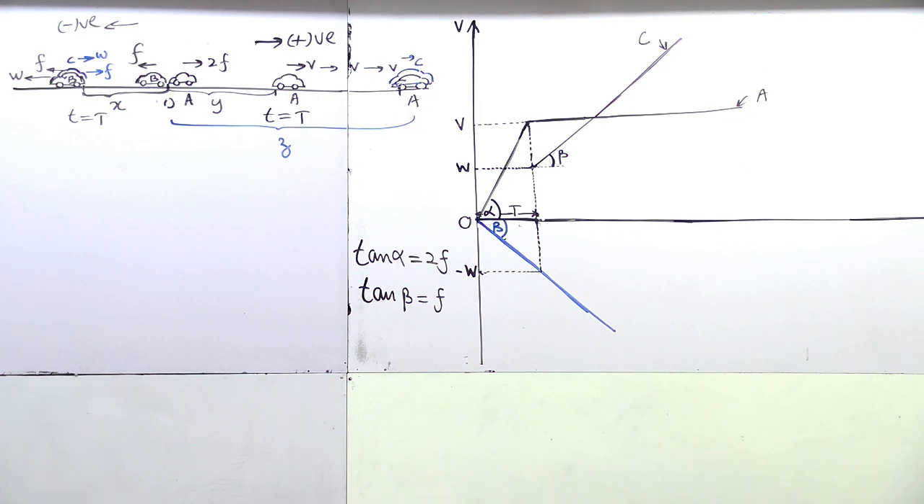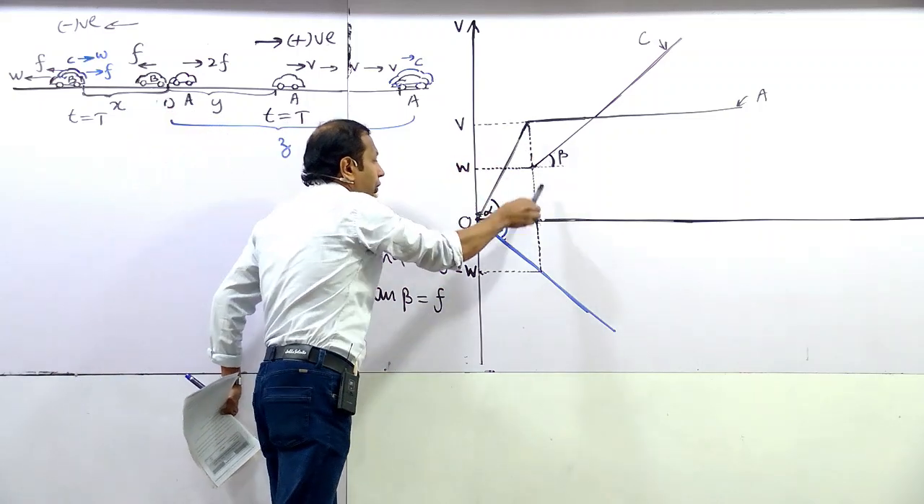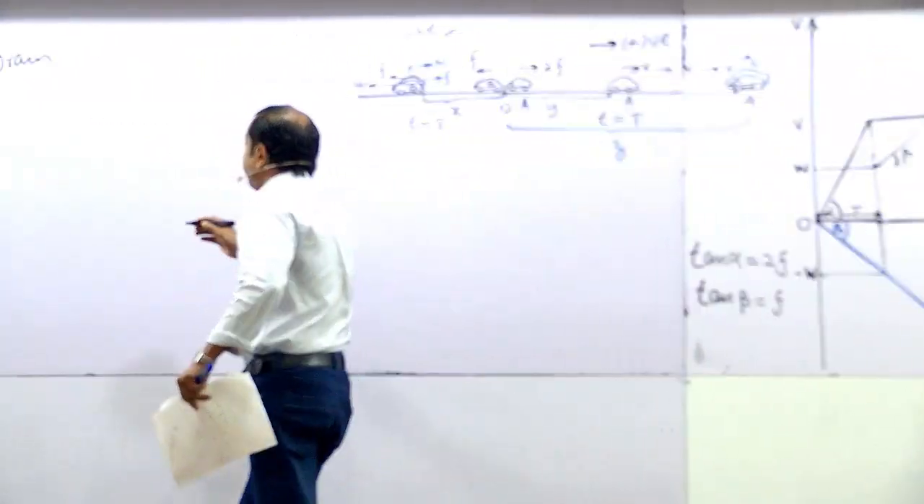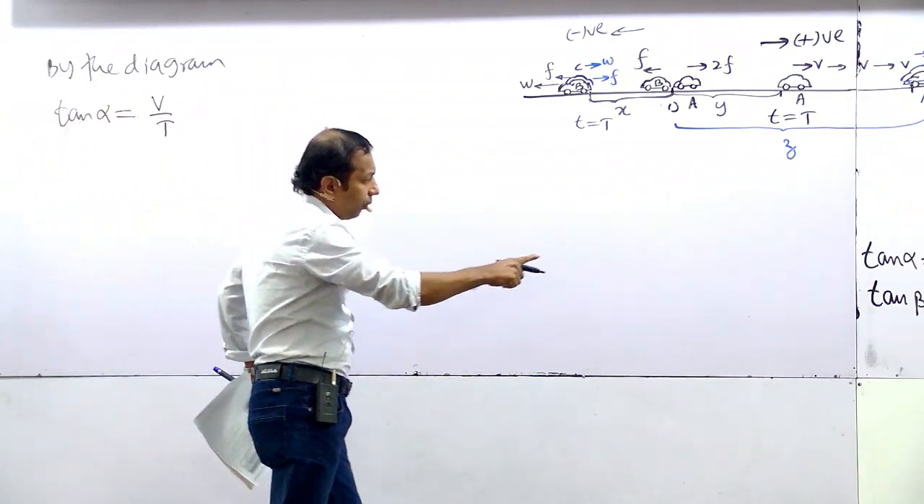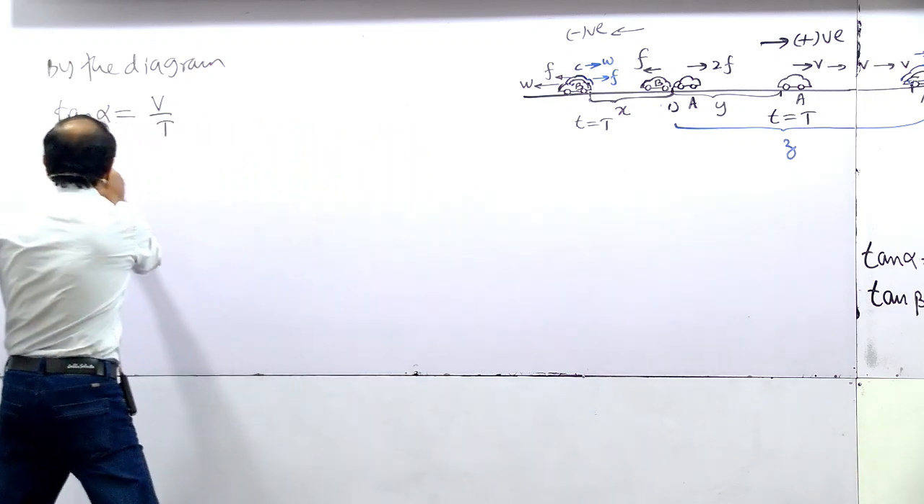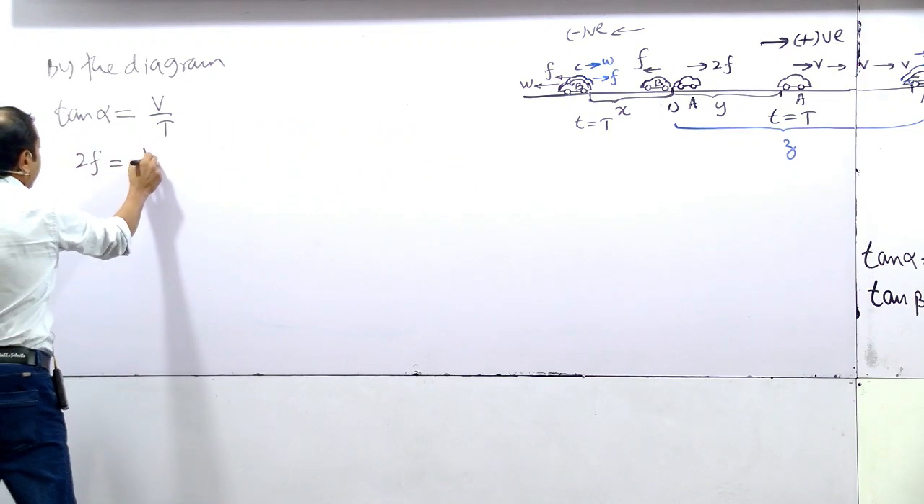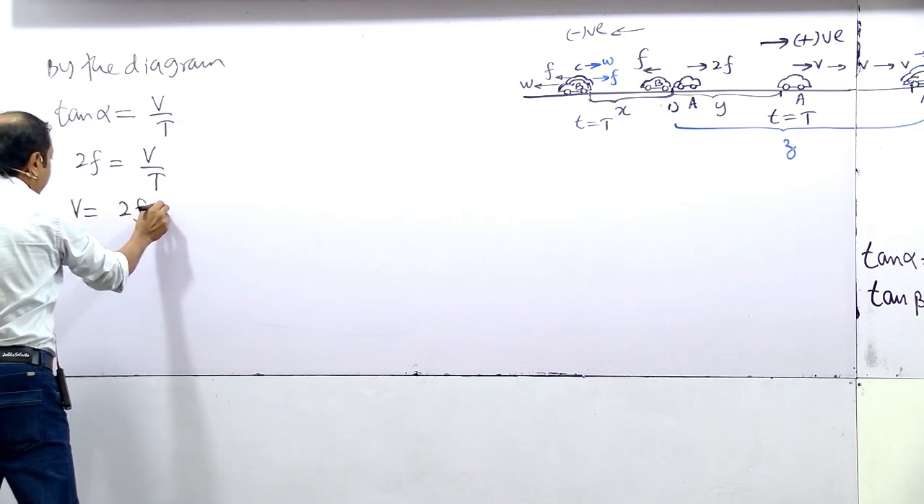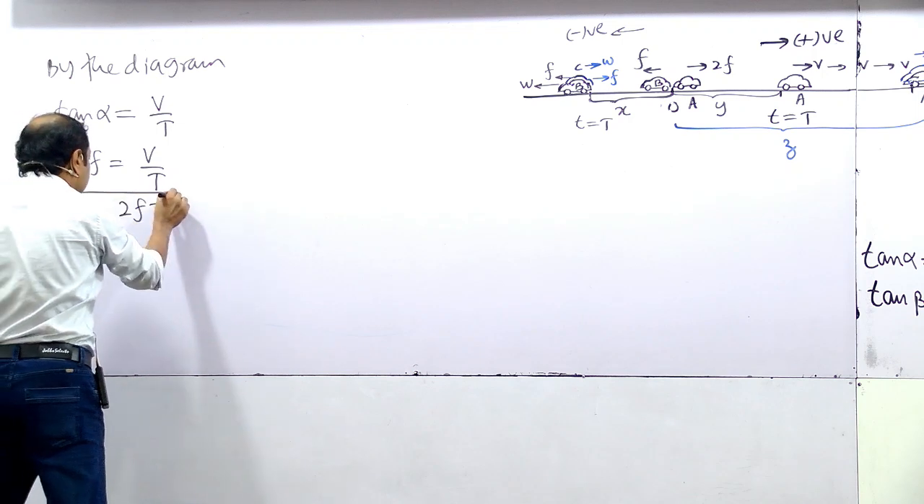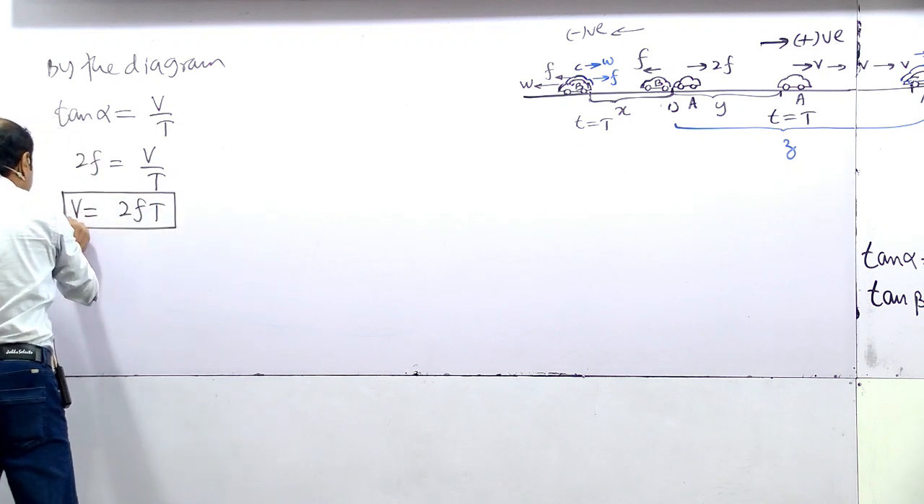By the diagram, tan alpha here is V over T. But tan alpha we know is 2f, V over T. Then V equals 2ft.